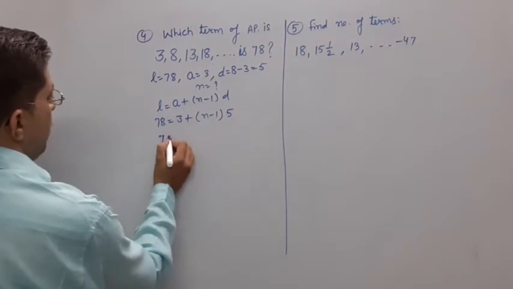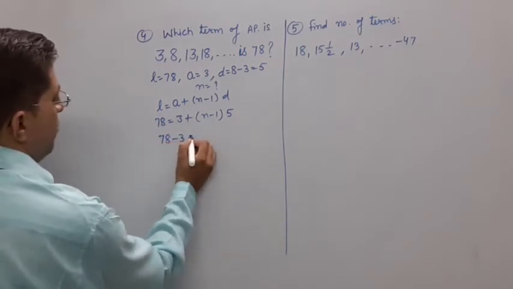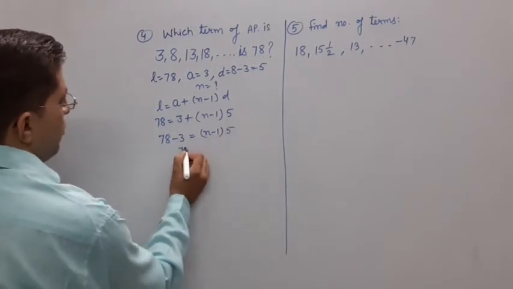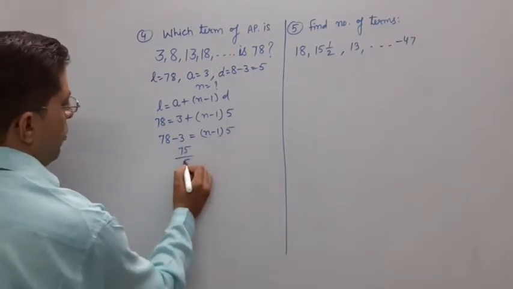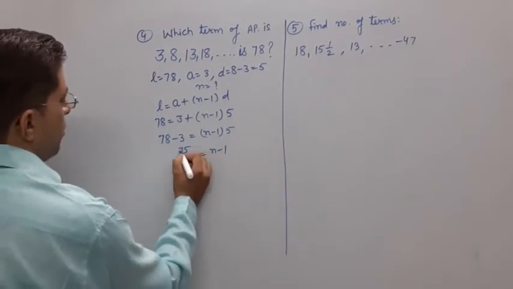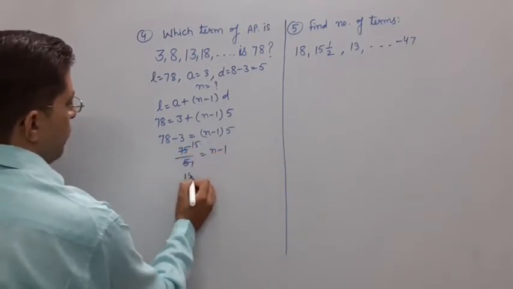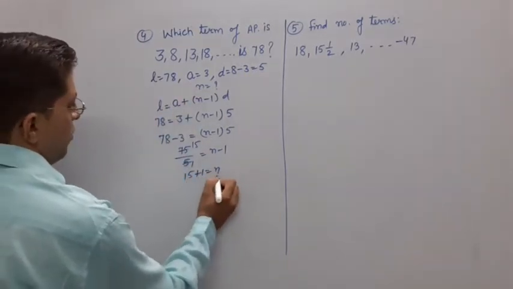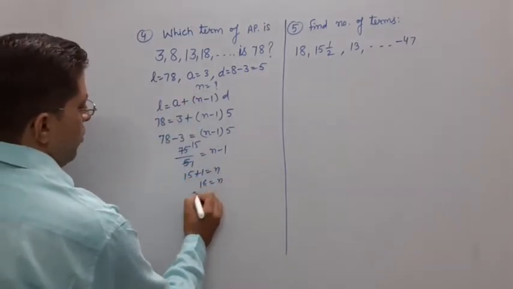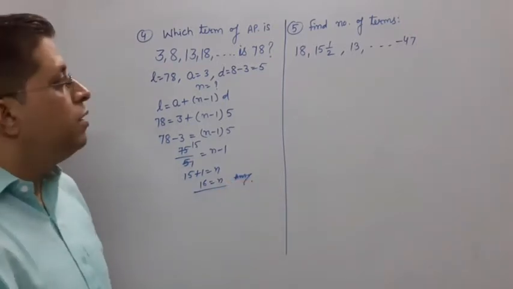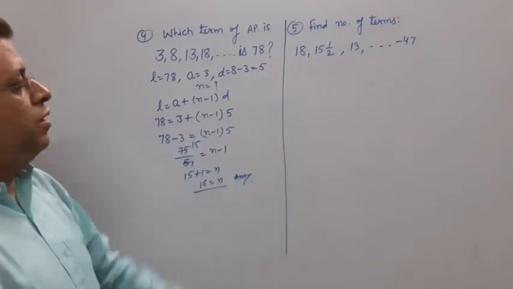So 78, send 3 this side. n minus 1, this is 5. This is 75 upon 5. It is n minus 1. This is 15. 15, and send 1 over here. 16 is your answer. Get it? The next question is the same.